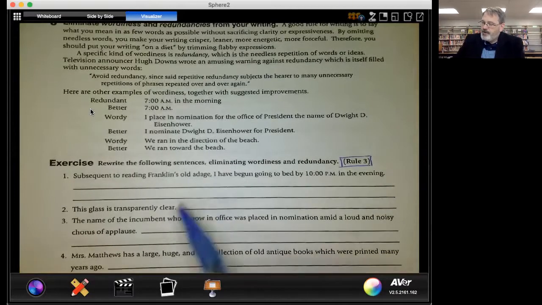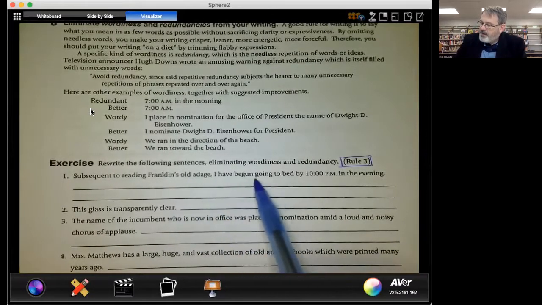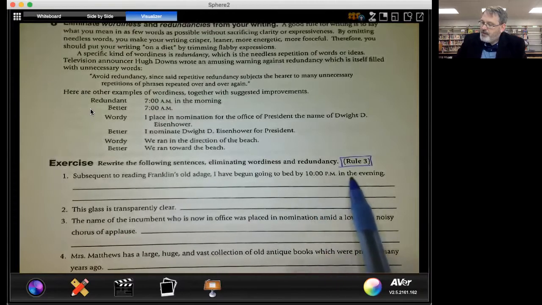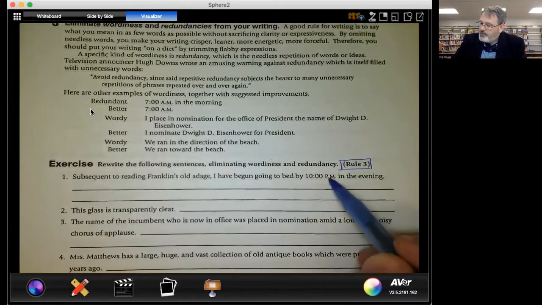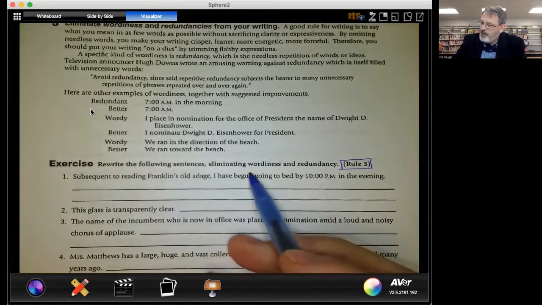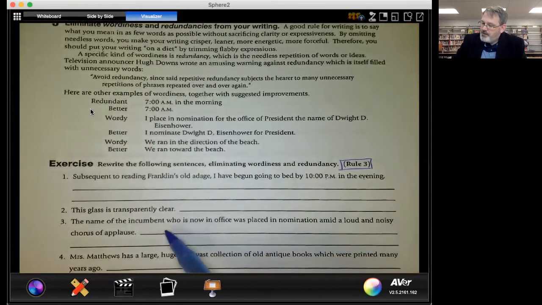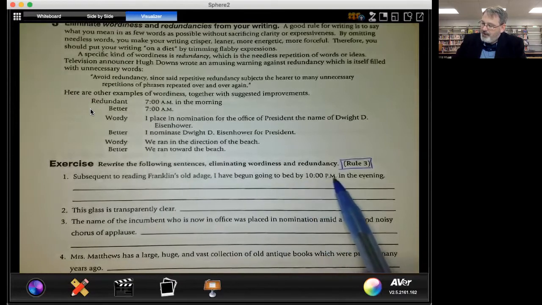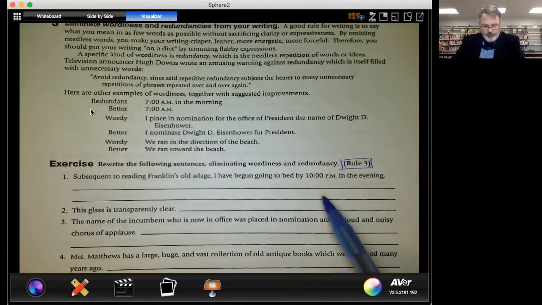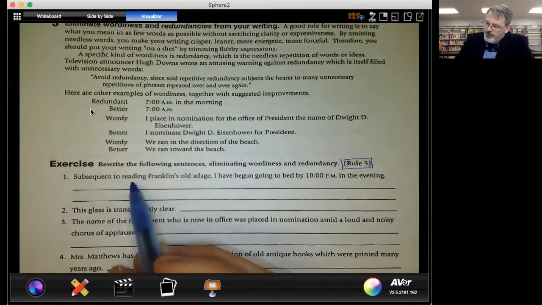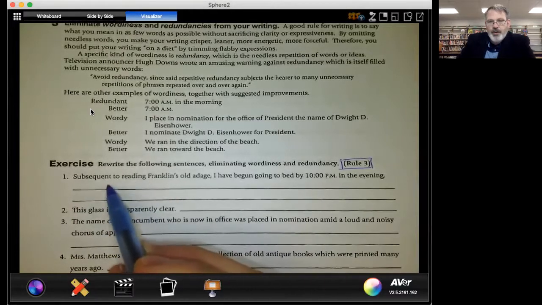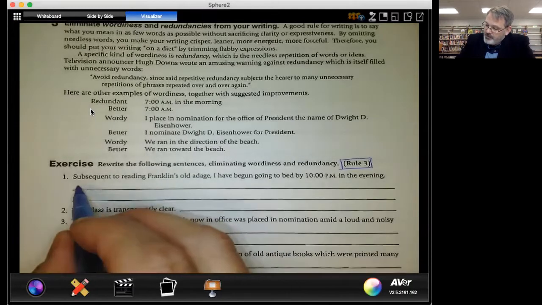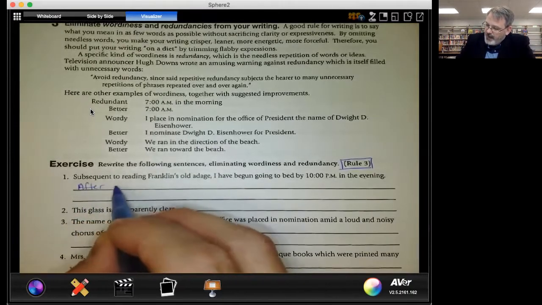Okay. Subsequent to reading Franklin's old adage, I have begun going to bed by 10 p.m. in the evening. Okay, well, there's p.m. in the evening again. It says, rewrite the following sentences, eliminating wordiness and redundancy. Let's read it again. Subsequent to reading Franklin's old adage, I have begun going to bed by 10 p.m. in the evening. So subsequent to reading is a wordy way of saying after reading. So let's just say after reading.